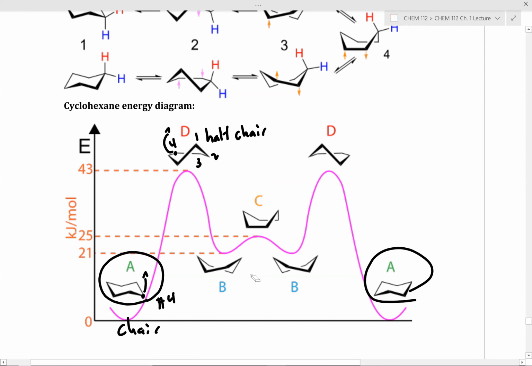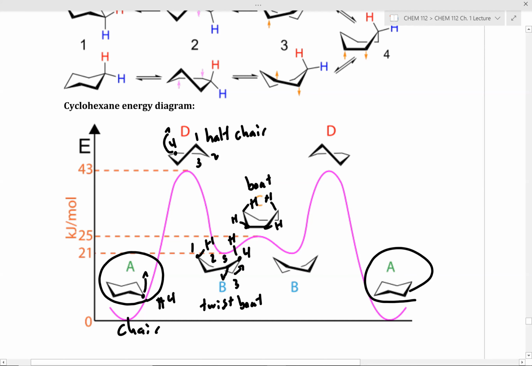Okay, and again, now that we have the twist boat conformation, it's relatively low in energy because we've minimized these flagpole interactions and we've minimized torsional strain. Now, after moving carbon number 3 up and carbon number 5 down, we end up with our boat conformation, which is higher in energy than the twist boat because we have these flagpole interactions as well as a large amount of torsional strain as a result of our hydrogens being eclipsed.